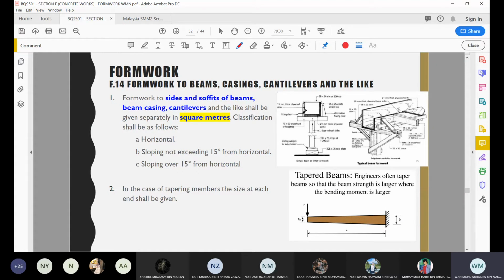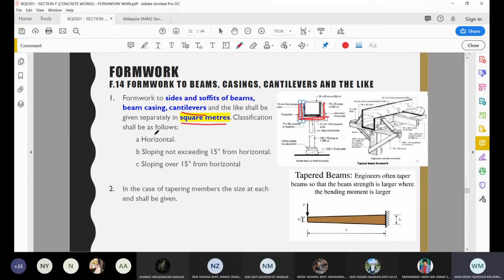Bila kita buat formwork untuk beam, kita akan buat side and soffit sekali. Okay. Side and soffit. Maksudnya kita akan kira semua tiga side lah. Both sides and other one is soffit. Side and soffit. Beam casing, cantilevers, and the like shall be given separately in square meter. Unit dia dalam meter square.